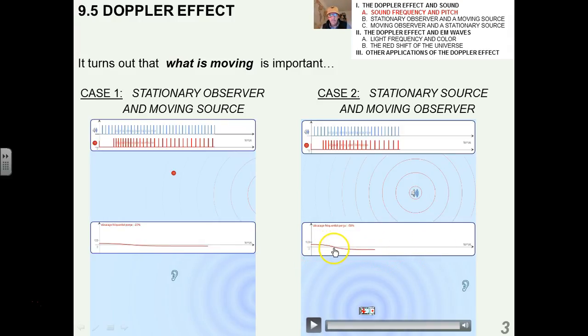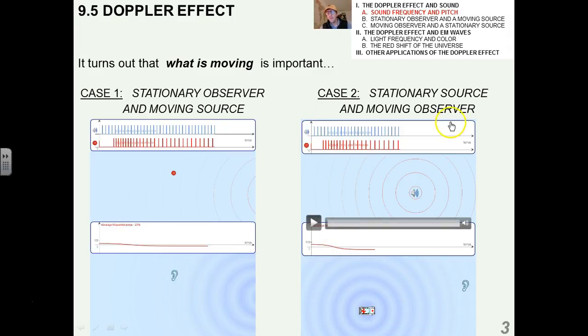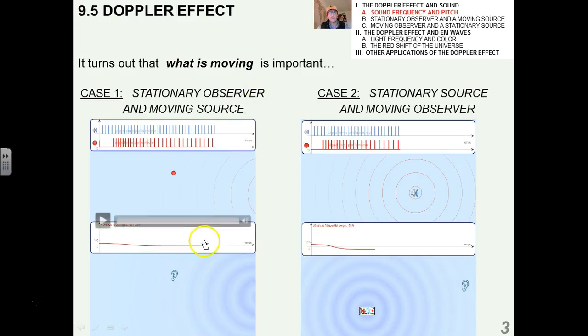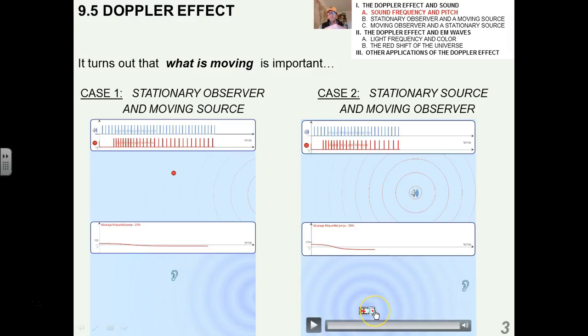Now, something really important: as an observer, whether you're in the car or on the side of the road, there is actually an instant in time where you are hearing the real frequency of that source, and that is when the line of sight between you and the relative velocity is perpendicular. Okay, I'll talk about that a little more later.